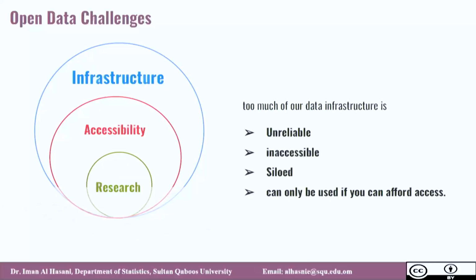So coming to the open data challenges, the first one is the infrastructure, and inside the infrastructure that will lead to accessibility and to the research. So what do we mean here by the infrastructure and accessibility? I will get back to the research later, because too much of our data infrastructure is unreliable, inaccessible, siloed, can only be used if you can afford access.